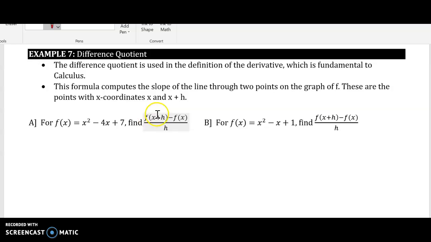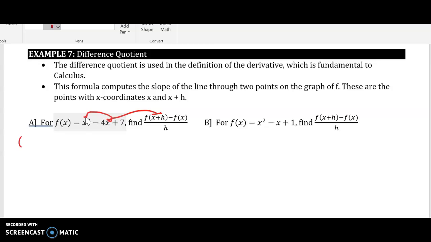So the way this is written, you have to do f of x plus h. So forget about the other piece of this. This, you have to plug in x plus h everywhere you see an x. So I have to plug in x plus h in here and in here. So that's the way we start.